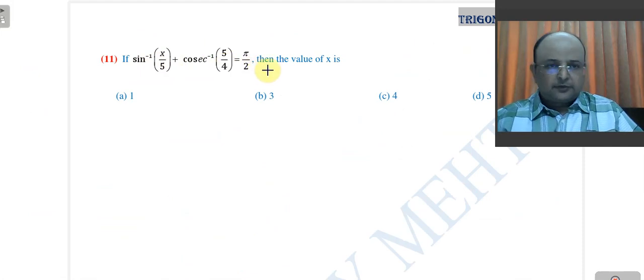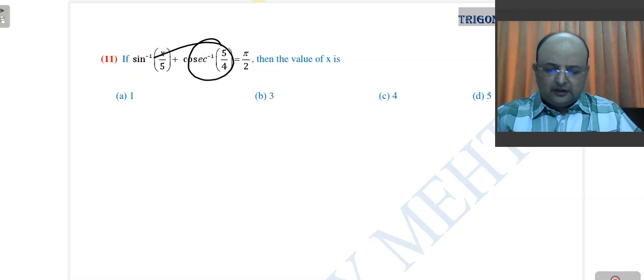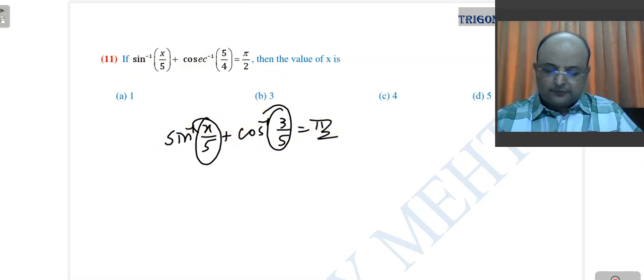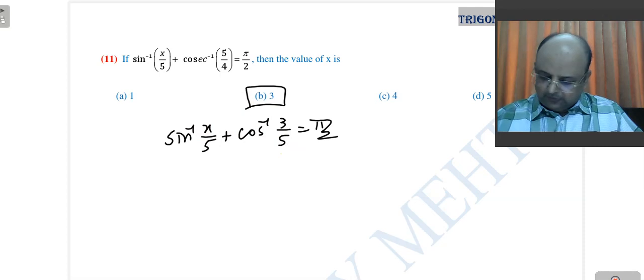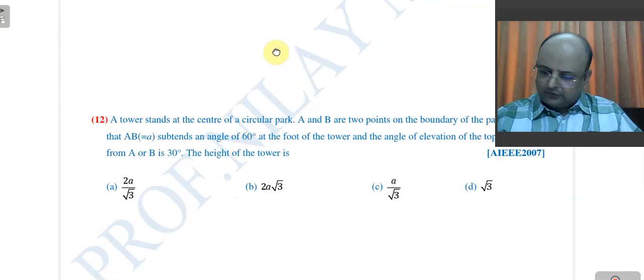Sin inverse plus cosec inverse is pi by 2. તમને ખબર છે pi by 2 આવે એટલે I have to convert this in terms of inverse. Sin inverse x by 5 plus this is sin inverse 4 by 5, that is cos inverse 3 by 5 equals to pi by 2, and these two must be same, so x equals to 3. Okay, no more calculation, nothing.